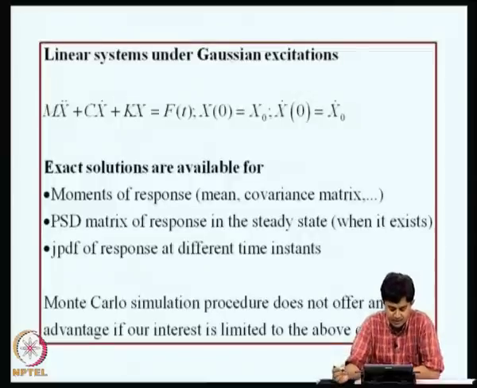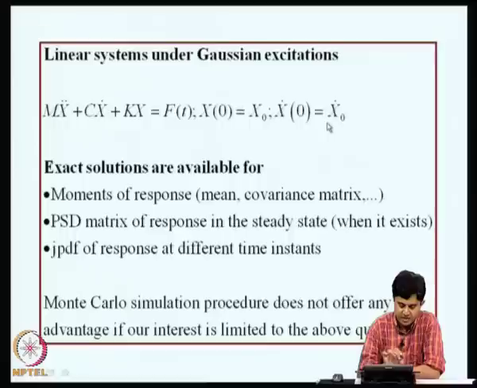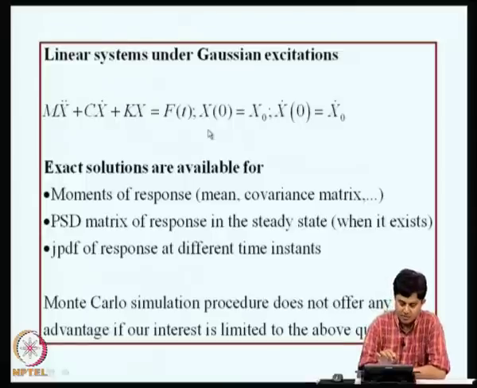Let us start by considering linear time invariant systems under Gaussian excitations. So, this is the governing equation: m x double dot plus c x dot plus k x equal to f of t, with specified initial displacement and velocity vector. x is a vector, this represents a multi-degree freedom system. f of t is a Gaussian random process, it can have a non-zero mean, it can be non-stationary.